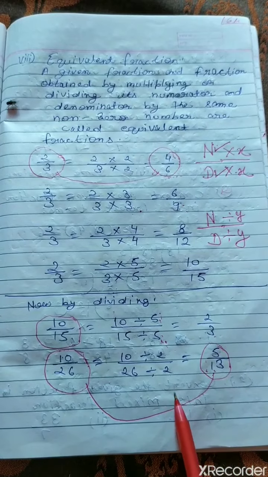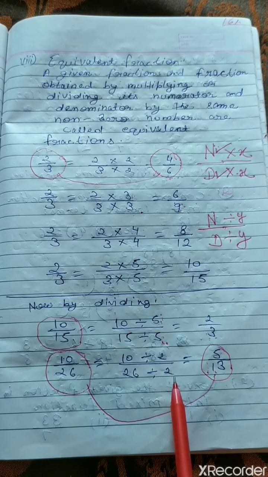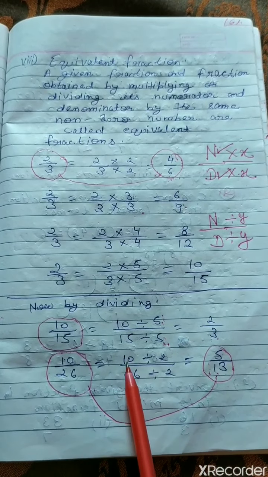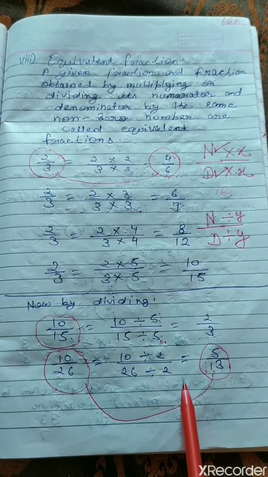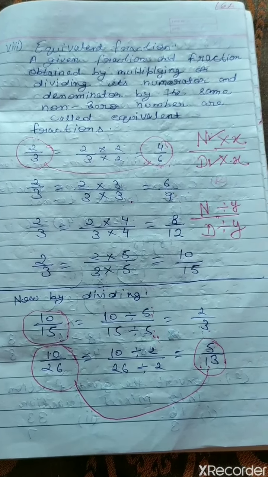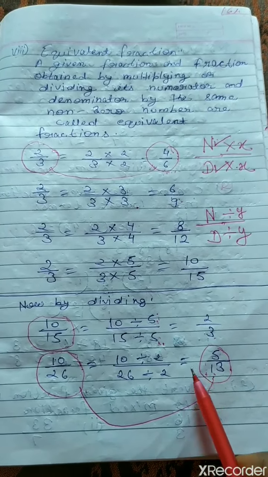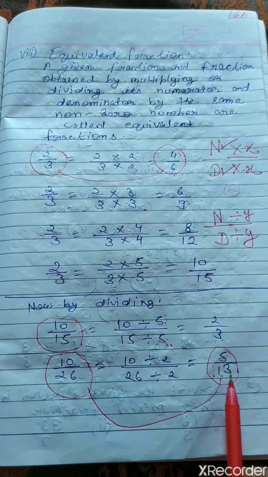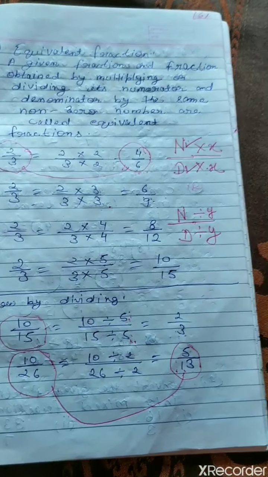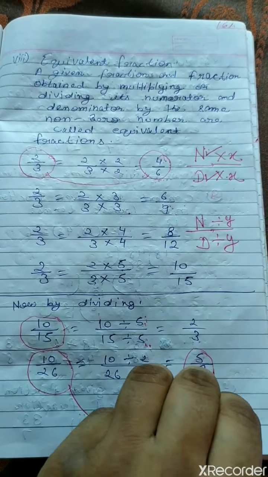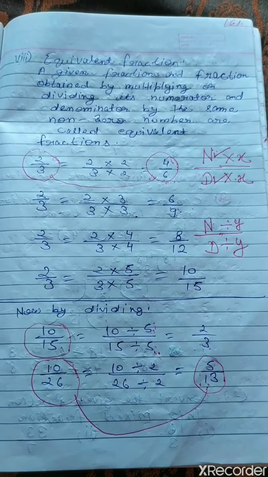In the same way, this is also given: divide the numerator and denominator by 2. 10 divided by 2 is 5, 26 divided by 2 is 13. So 5 by 13, therefore 5 by 13 and 10 by 26 are equivalent rational numbers. This way you can find the equivalent rational numbers.